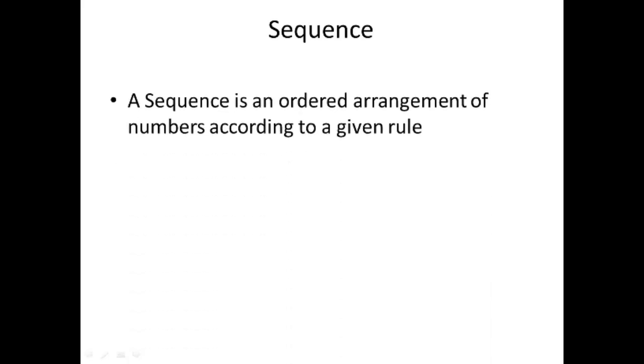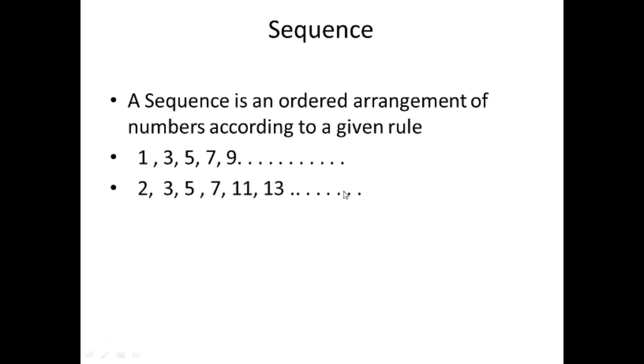First of all, sequence. You should know what a sequence is. A sequence is an ordered arrangement of numbers according to a given rule. For example, if you take odd numbers 1, 3, 5, 7, 9, this is called a sequence. If you take prime numbers, 2, 3, 5, 7, 11, 13, this is also called a sequence, meaning consecutive numbers. If you keep it in this way, this is called a sequence.